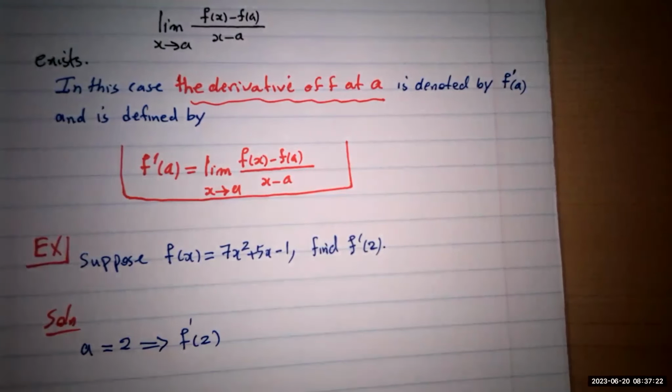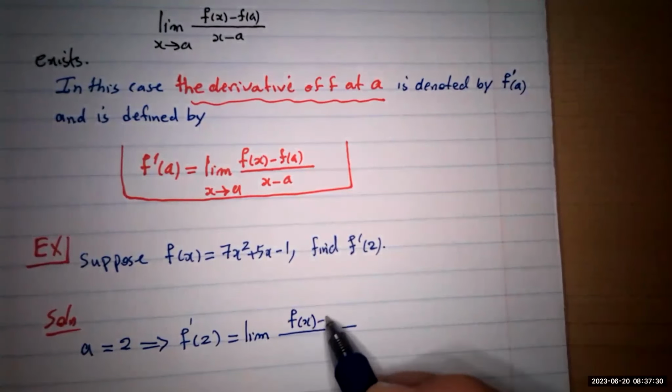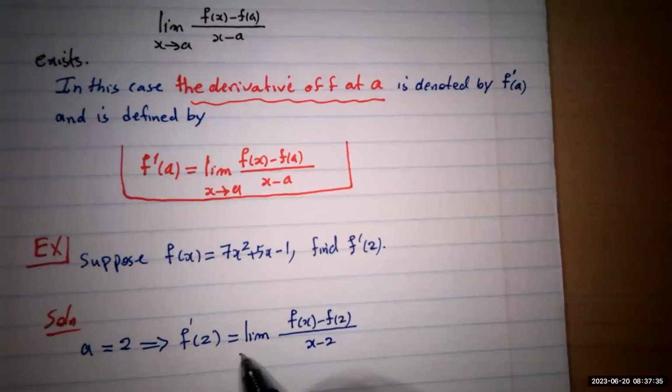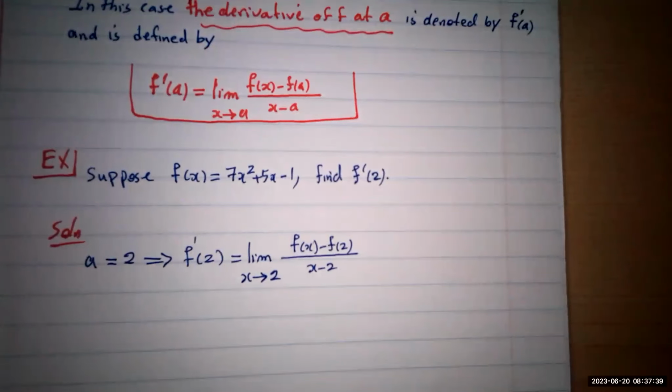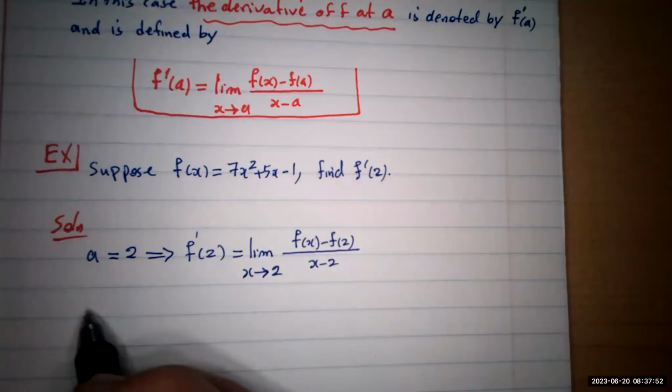So f prime of 2, the derivative, is going to be equal to the limit of f of x minus f of 2 over x minus 2, as x goes to 2. This is your formula. Substitute, simplify. I simplified separately and then I go back. Some people do it right away. It's up to you, whichever you feel more comfortable.